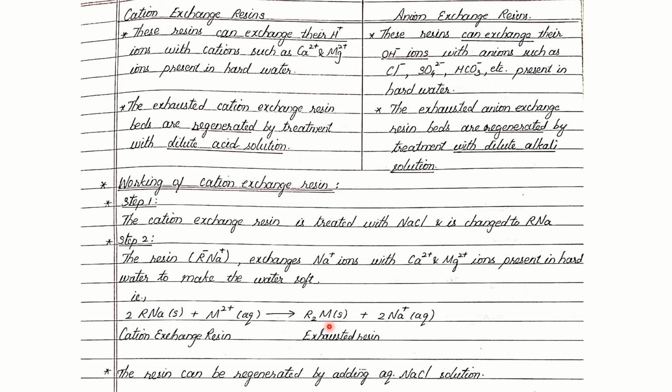When we treat an exhausted resin with aqueous sodium chloride solution, the exhausted resin exchanges all of the calcium and magnesium ions that it has adsorbed with the sodium ions from the sodium chloride solution, and thus it gets regenerated to its original RNa form.